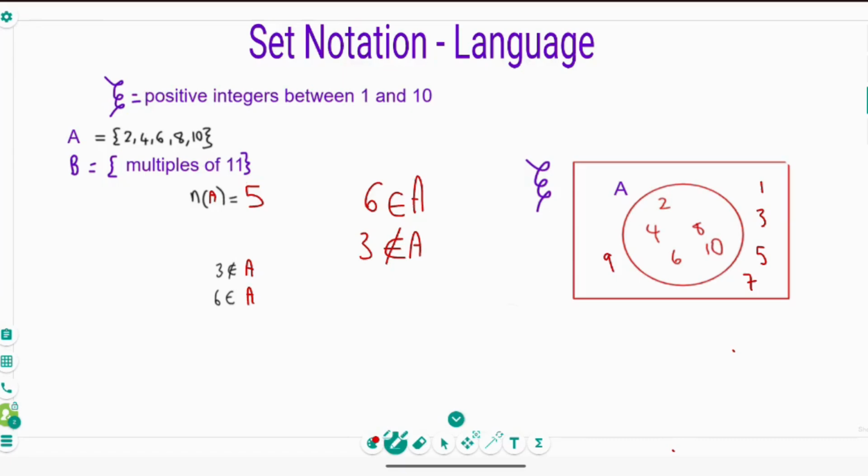Now, this circle with a line through it represents the empty set. So it's got nothing in it. So here, set B is empty, because multiples of 11, well, they're not positive integers between 1 and 10. The first multiple of 11 is 11, and it's not on the list for A, so B is an empty set. It's got nothing in it, so we could write B equals the empty set.